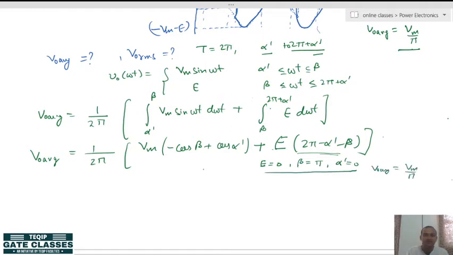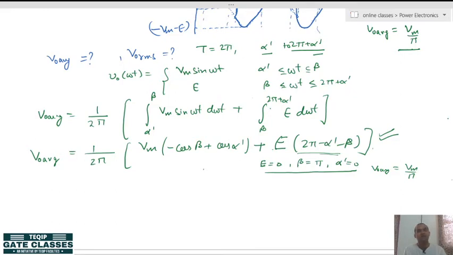It means that this average output value calculation is correct. So this is how, if in the GATE exam you get any modified circuit, you just have to remember the very basic average output voltage calculation which you have done for that particular section of circuits.